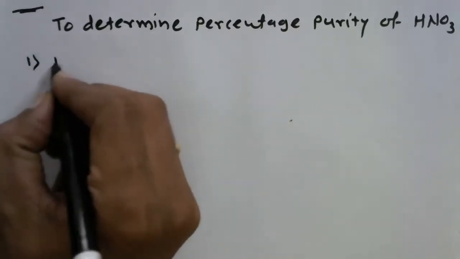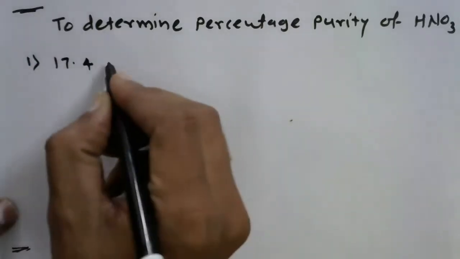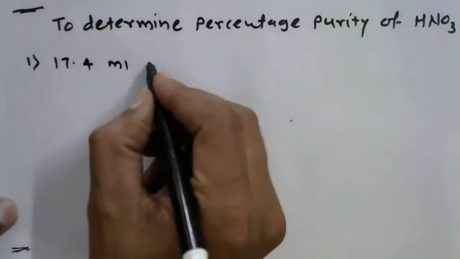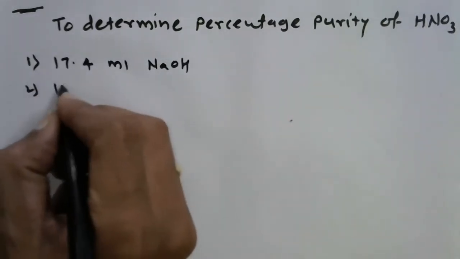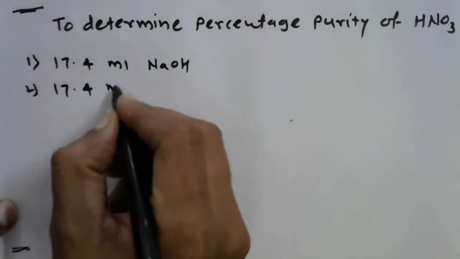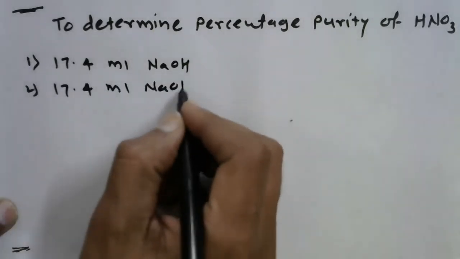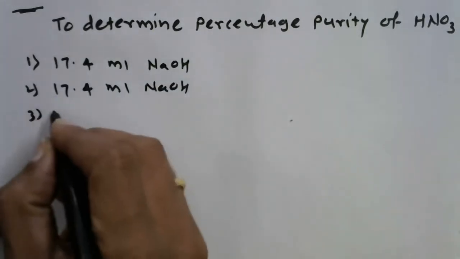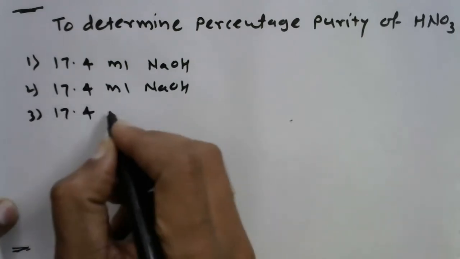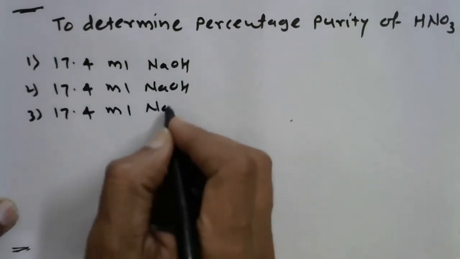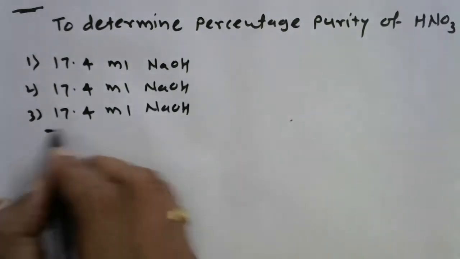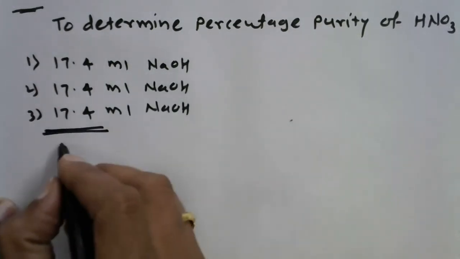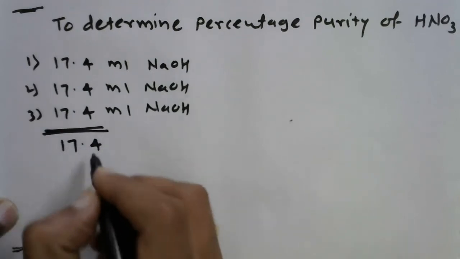First reading 17.4 ml of NaOH. Second reading was again 17.4 ml of NaOH, and third reading was also the same, that is 17.4 ml of NaOH. So in this case, the constant burette reading was 17.4.